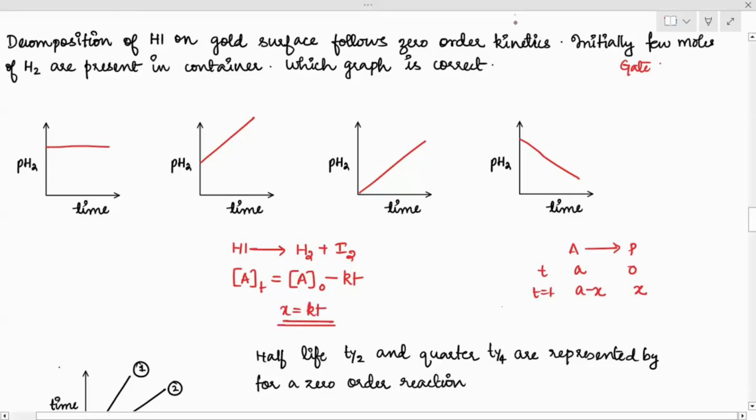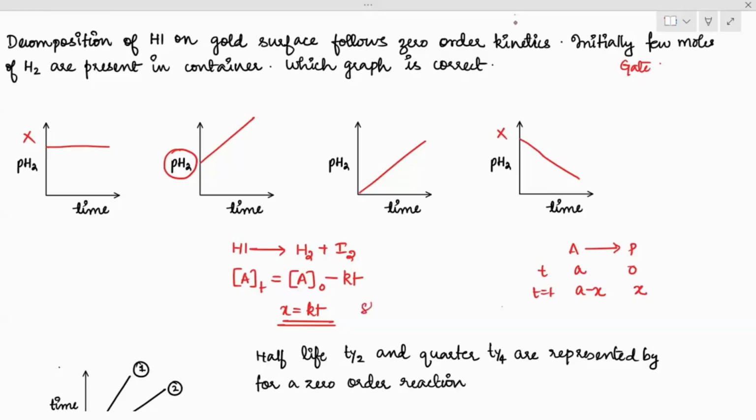This much was known. Now see what is asked. It is asked how is hydrogen's pressure changing with time? So we know that the product pressure always increases. So it's not going to be A, it's not going to be D. The relation of the product and time is y is equal to mx with a slope of K. And it is always going to be increasing. So it's either B or C.